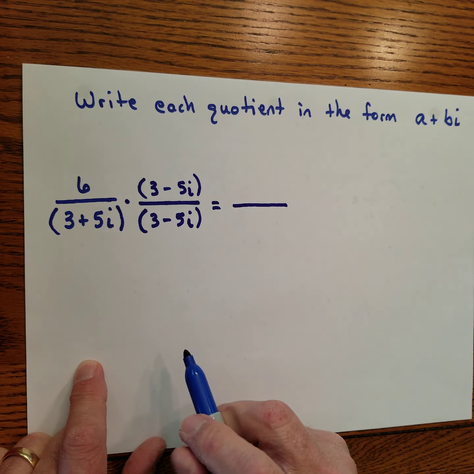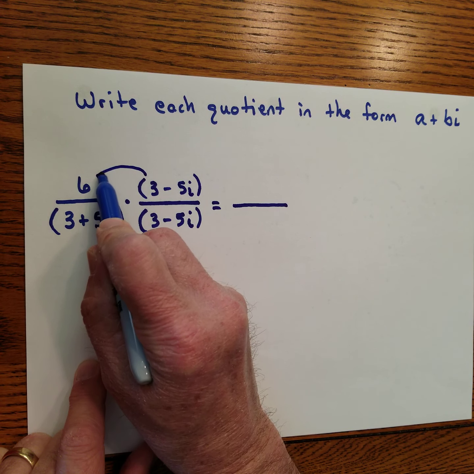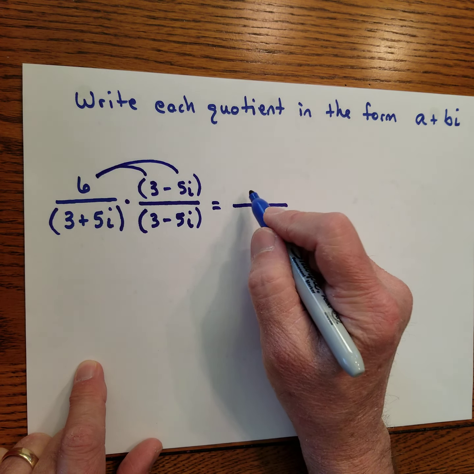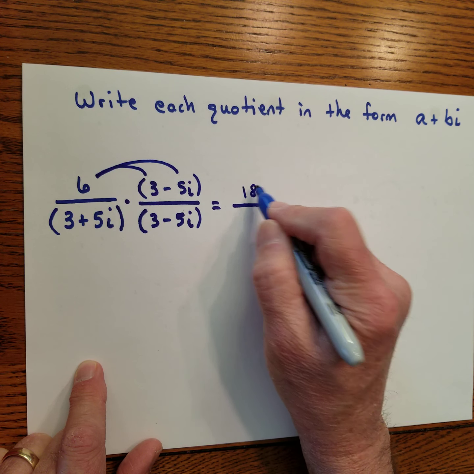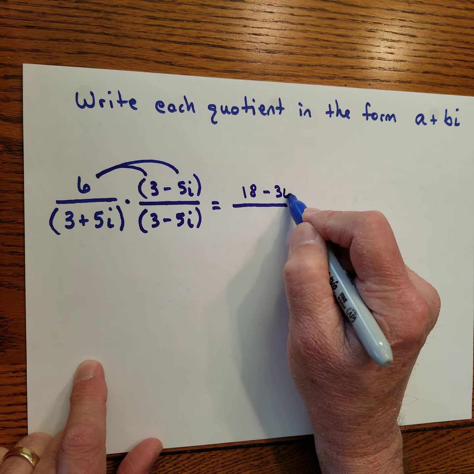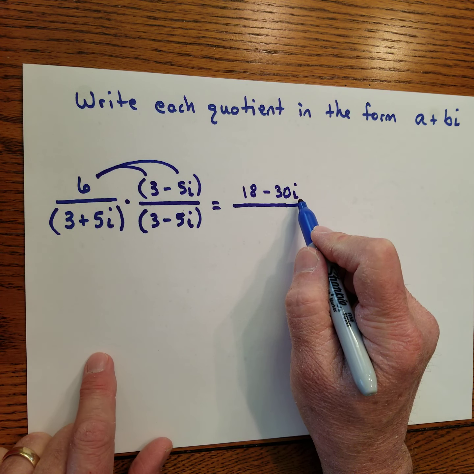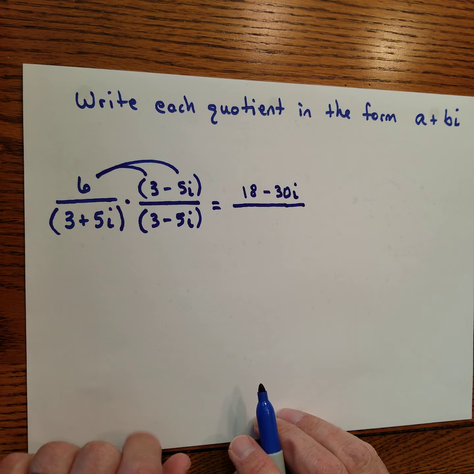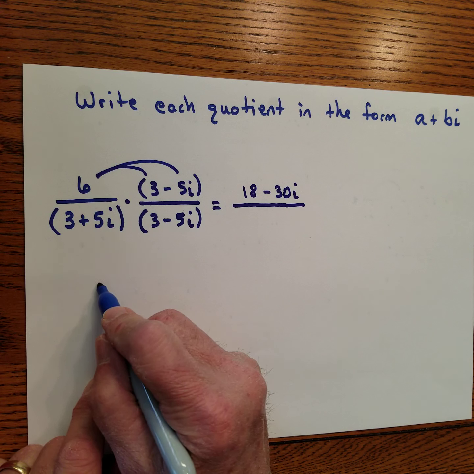In the top, we'll distribute. Take this 6 and multiply once, multiply twice. 6 times 3 is 18. And 6 times negative 5 is negative 30, so that's negative 30i. We get an i in the top, but that's okay. We don't mind i's in the top. In the bottom, we'll FOIL.